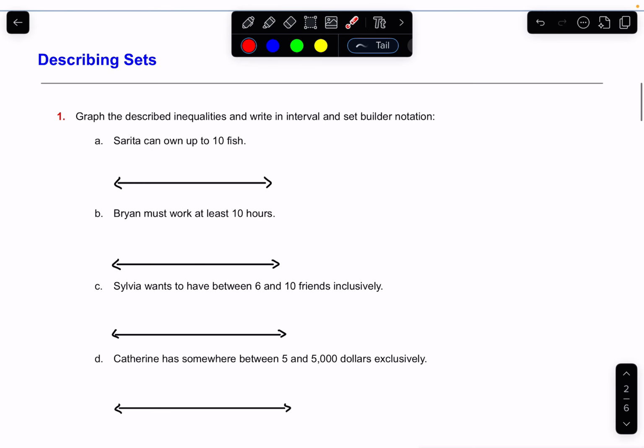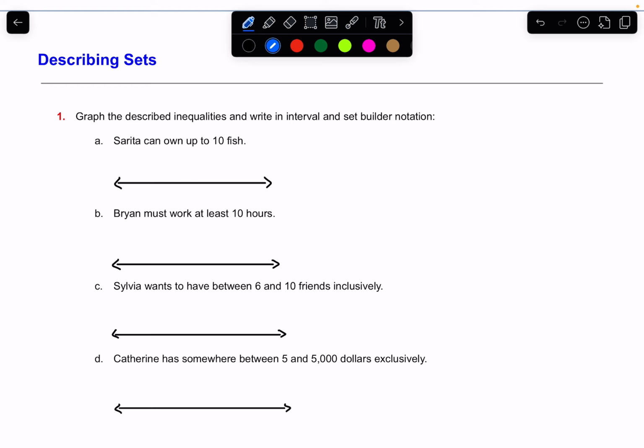So let's go ahead and describe some sets. Number 1 here says to graph the described inequality and write an interval and set builder notation. First, to graph means to represent it on a number line, and that's why I have 4 horizontal lines here. Those are my number lines. So first thing we're going to do is graph number 1.